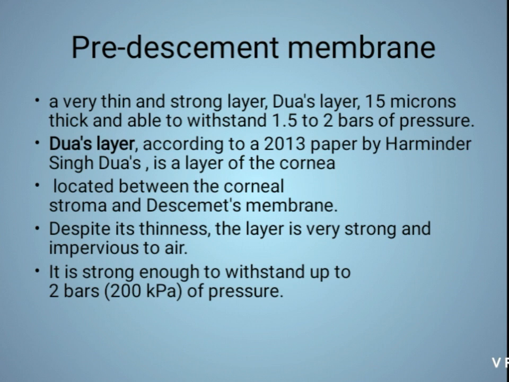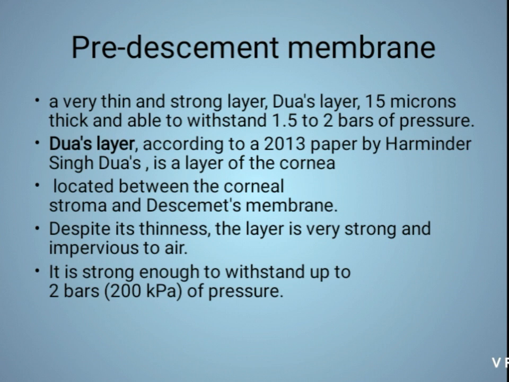Dua's layer was discovered in 2013 by Harminder Singh Dua. On his name only, this layer is also known as Dua's layer. It is a layer of cornea. Okay, it is present between the corneal stroma and Descemet membrane. That's why it is also known as pre-Descemet membrane.